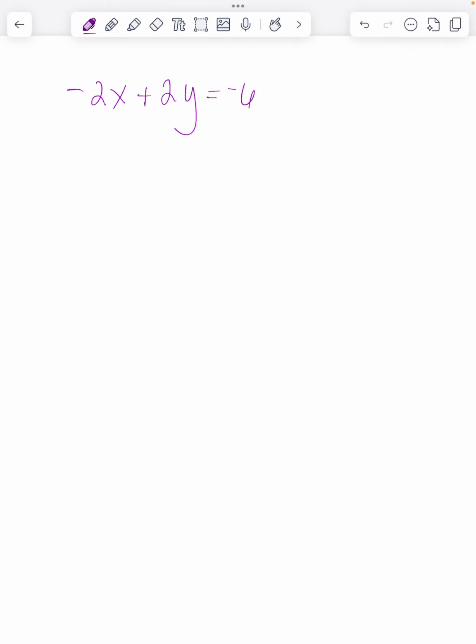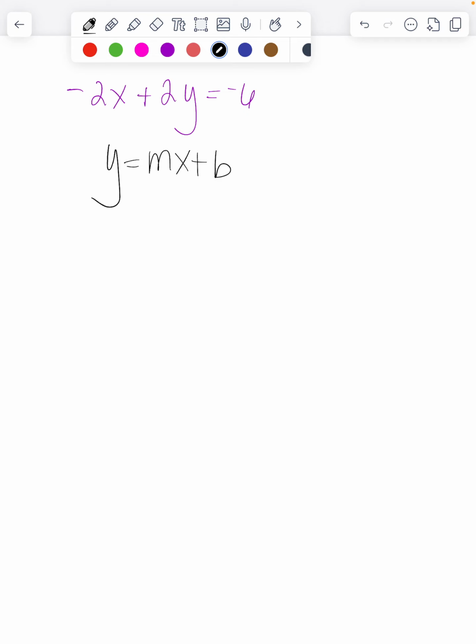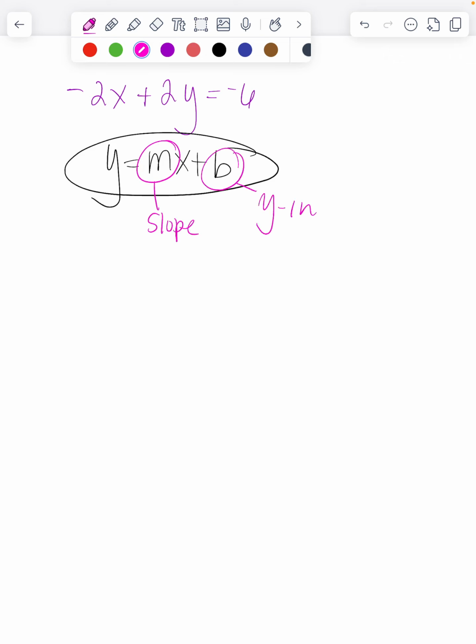I'm going to show you how to change an equation that is not in y equals mx plus b form. We want our equations to look like this because we can see that this is the slope and this is the y-intercept. But if it's written this way, like you see right here, we cannot tell until we change it to, again, y equals mx plus b form.